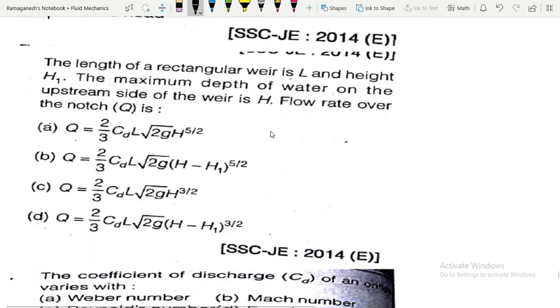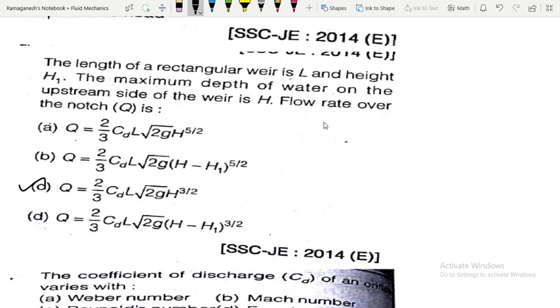The length of the rectangular weir is L and the height H1. The maximum depth of water on the upstream side of the weir is given as capital H. The flow rate over the notch. So note this down: flow rate Q equal to 2/3 into CD, the coefficient of discharge, into length into root of 2g, into H power 3/2. H power 3/2 should come. This is a slightly new formula.